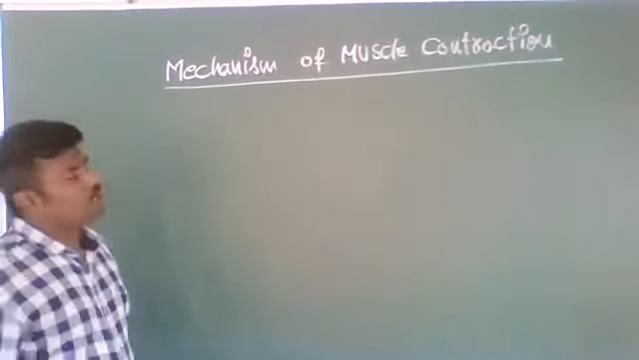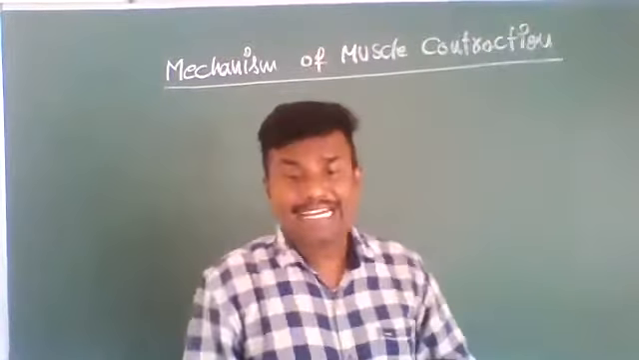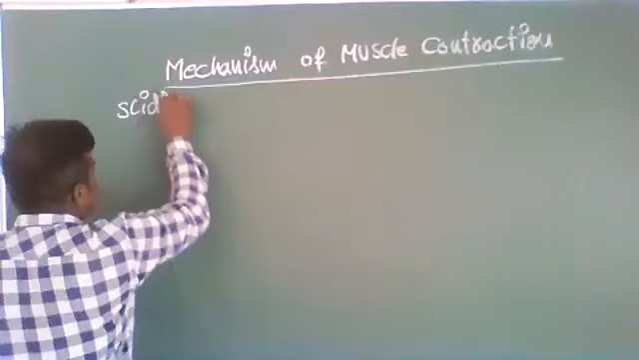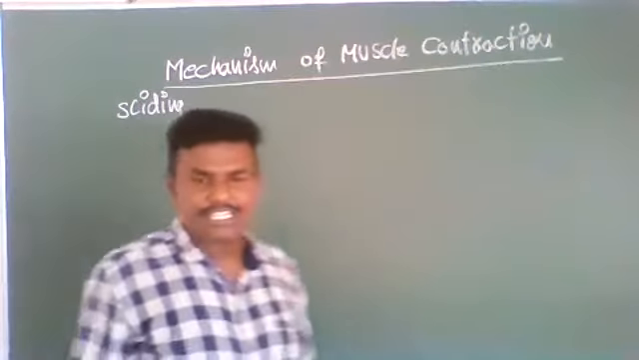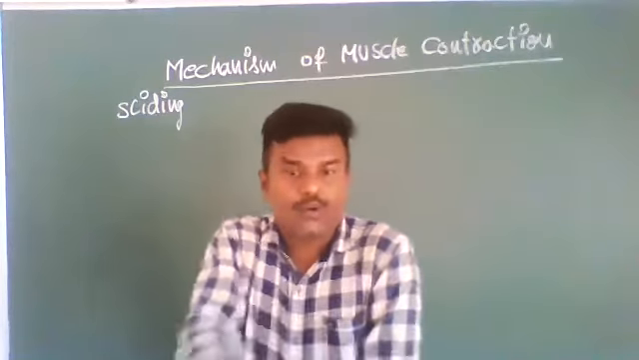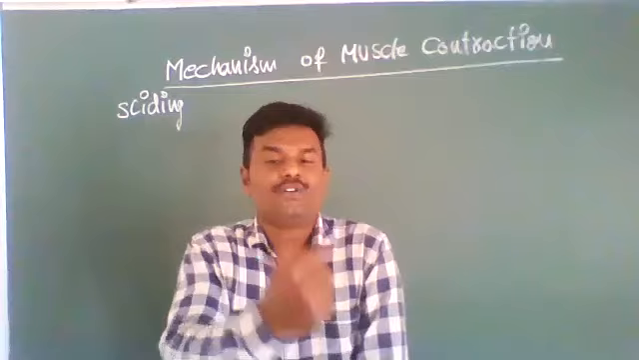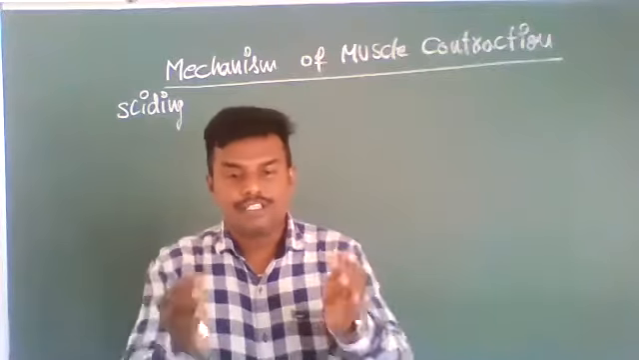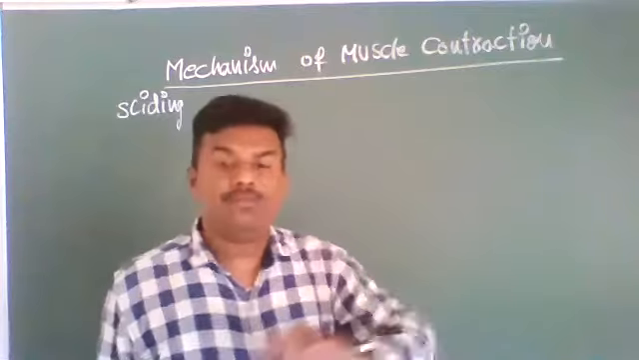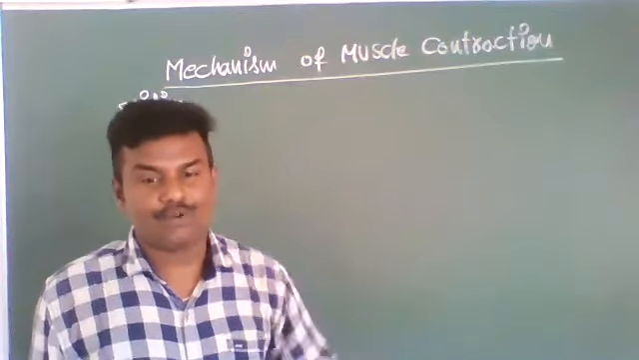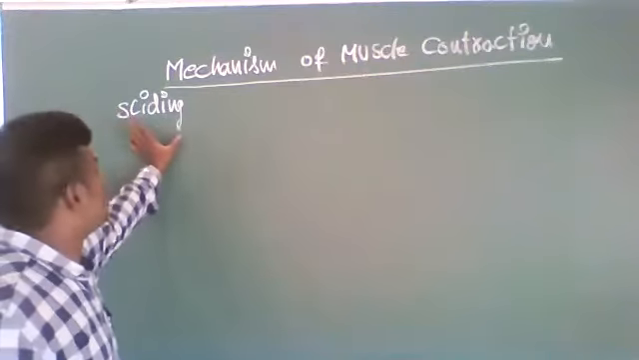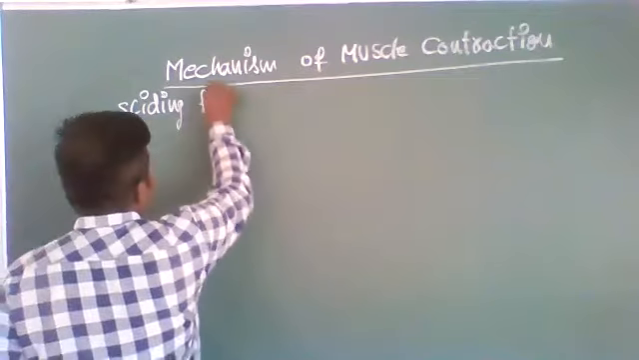The mechanism of muscle contraction is best explained by the sliding filament theory. Sliding means move. In this, the filaments move, sliding from up to down and down to up. That is called sliding. So it is best explained by the sliding filament theory.